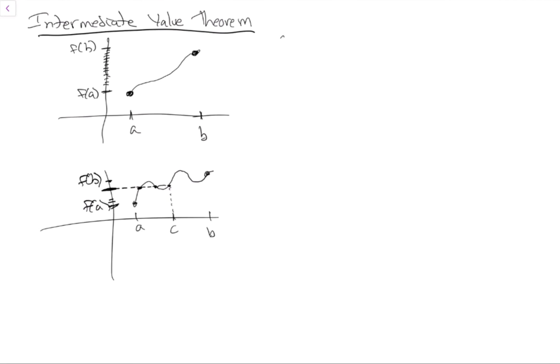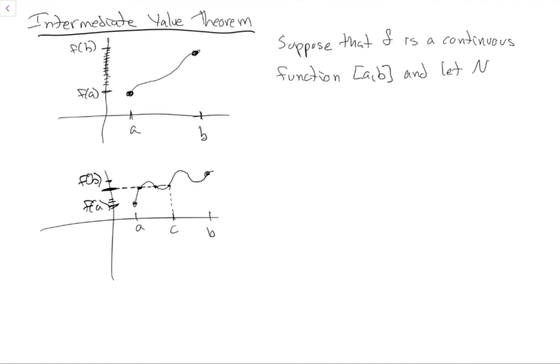All right, so let's write this out in words, and then we'll talk about how we can use this. The intermediate value theorem says something like, suppose that f is a continuous function on the closed interval from a to b, and we'll let n be some number. So let's say over here on my graph n was this number. We're just going to let n be any number between f at a and f at b.